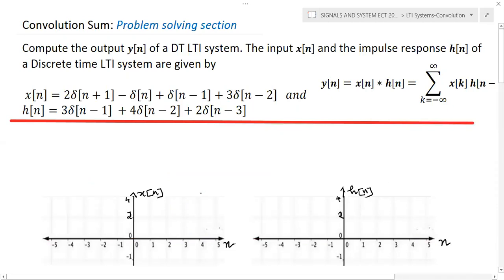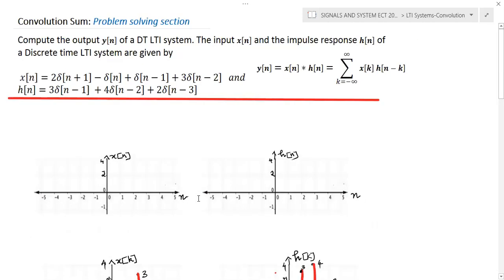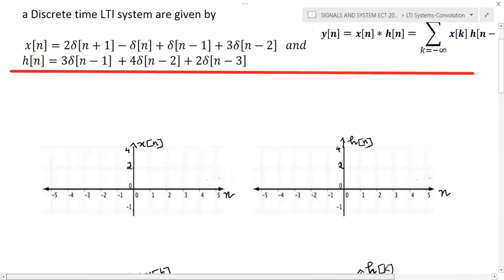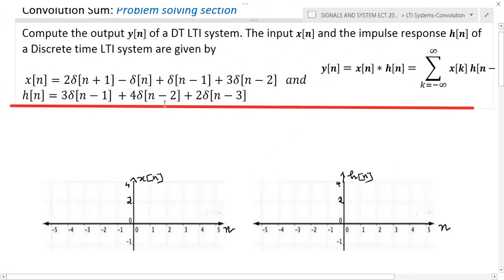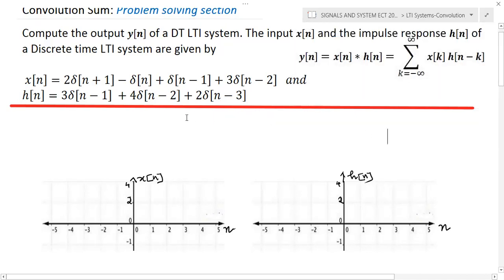Now, if you look at this particular problem, here two signals are given as a sum of different impulse signals, sum of shifted impulse signals. So first we need to convert. So here we are approaching this graphical method. I'll explain the graphical method, how we can use the graphical method to solve this particular problem. There are different methods to solve this particular problem. Here I will explain what the graphical method is.